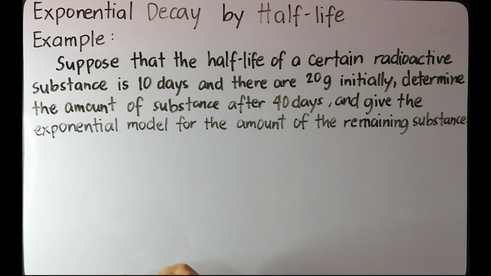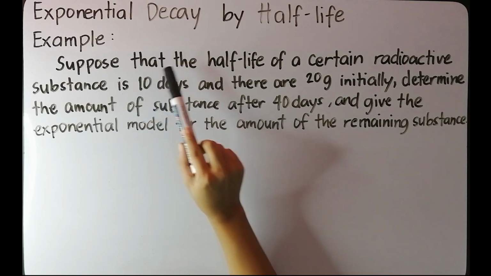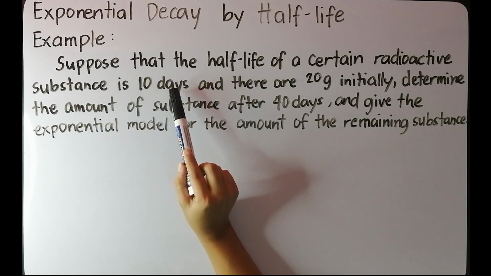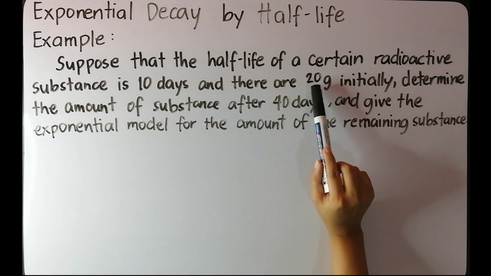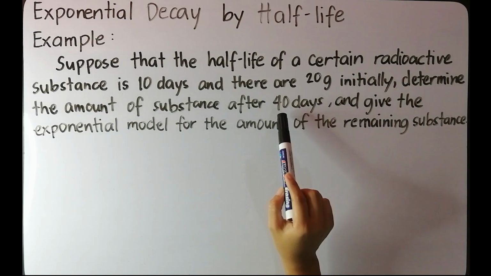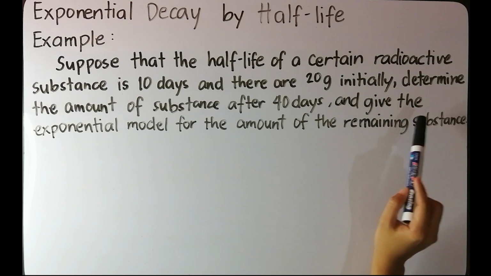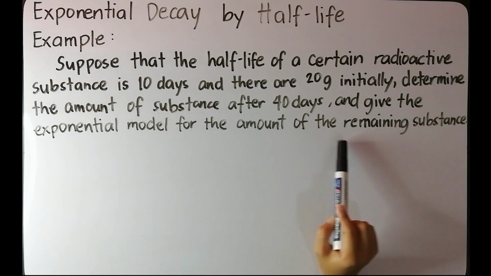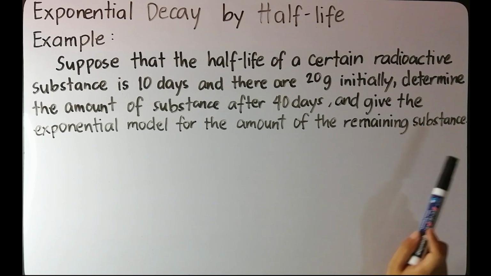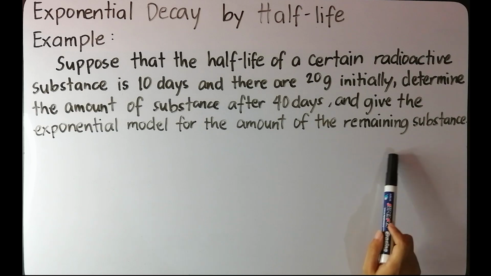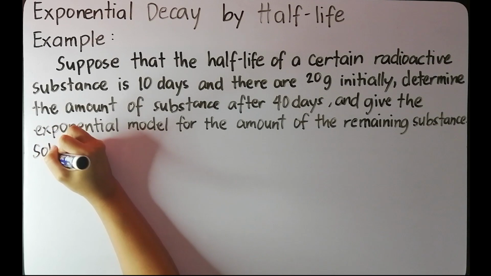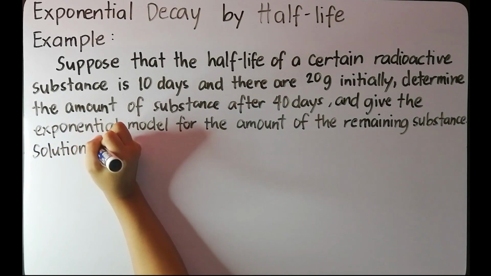Given this problem, suppose that the half-life of a certain radioactive substance is 10 days and there are 20 grams initially. Determine the amount of substance after 40 days, and also give the exponential model for the amount of the remaining substance for a certain time. So first, for our solution, let's find the given values.